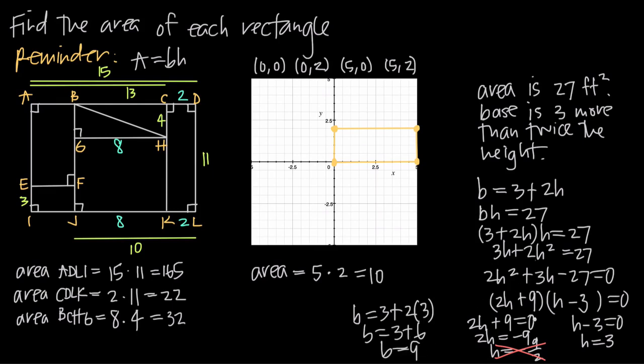So remember, we were asked to find the dimensions, base times height. We found that the base was 9, and that the height was 3. So the dimensions of the rectangle are 9 feet by 3 feet, since we were told that the area was 27 square feet. And those are just a couple examples of different ways that you might be asked to find the area of a rectangle.